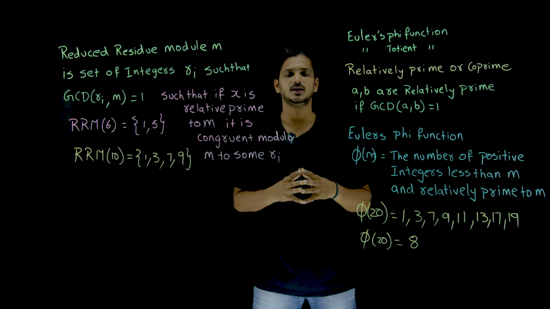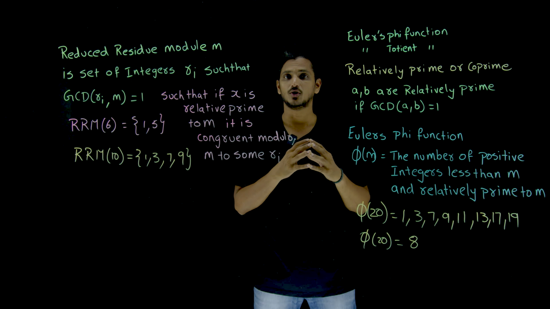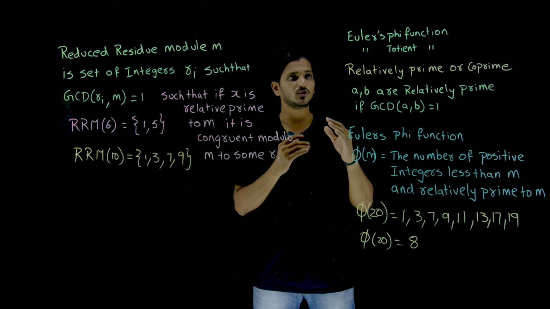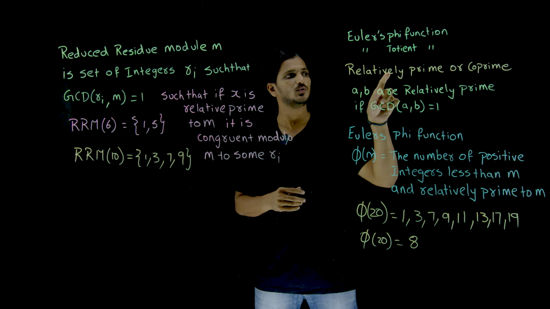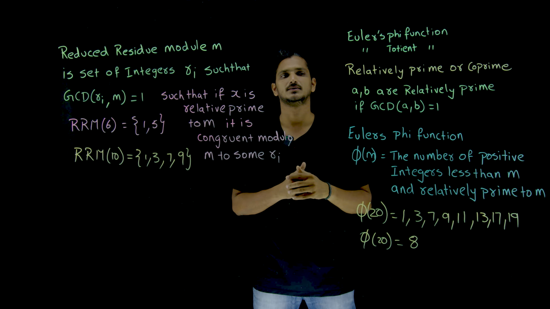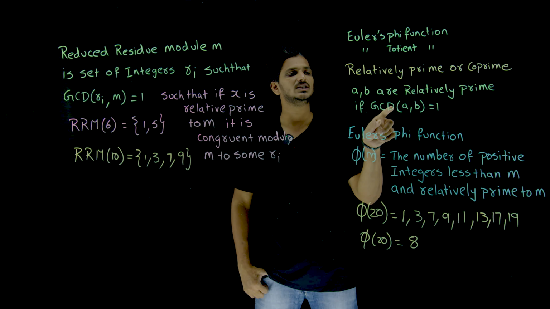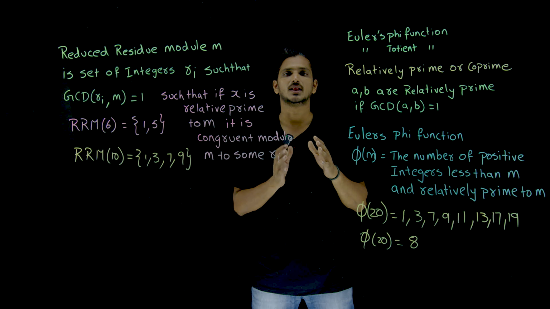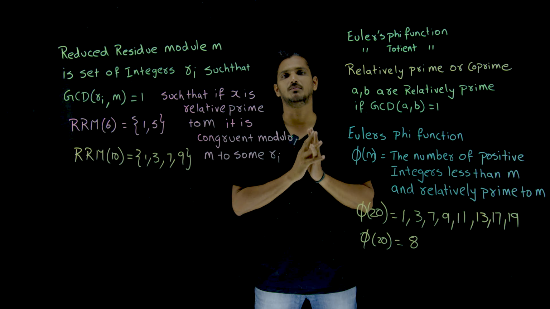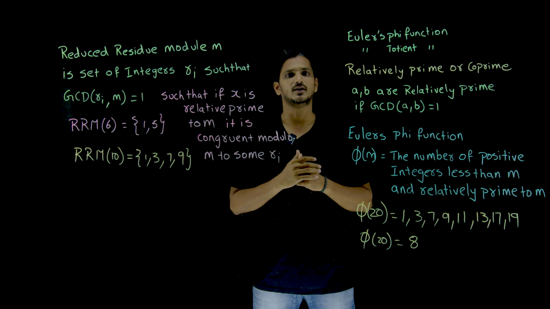I am Raghu here. In this class, we'll discuss Euler's Phi function and reduced residue modulo m. Before we move on to the Euler's Phi function, let's try to understand what is meant by relatively prime or co-prime numbers. If a, b have GCD of a comma b equal to 1, then we say that a and b are relatively prime numbers or co-prime numbers.